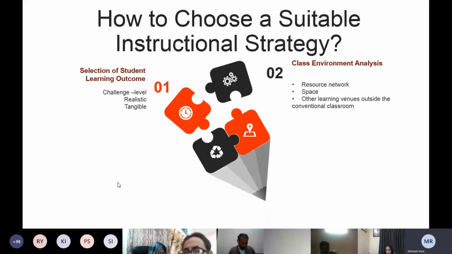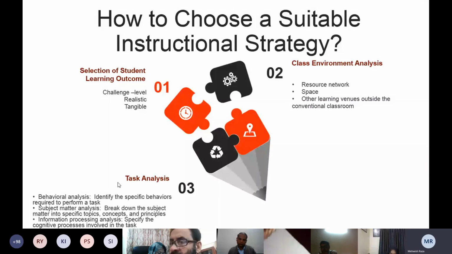What are the other learning venues outside the conventional classroom? Can you take the students to the library? Should you take the students to the IT lab? Can you bring technology to your classroom? All of this, you know, your resource analysis is absolutely essential for you.